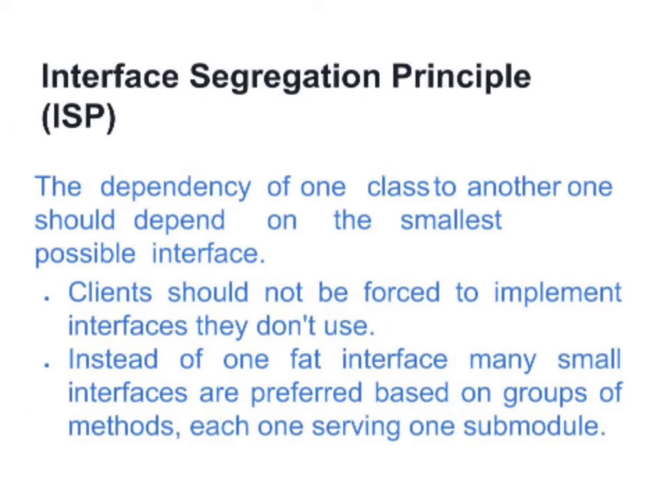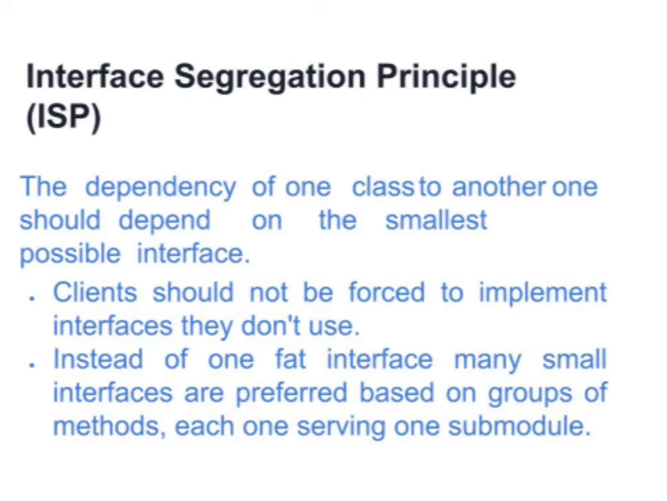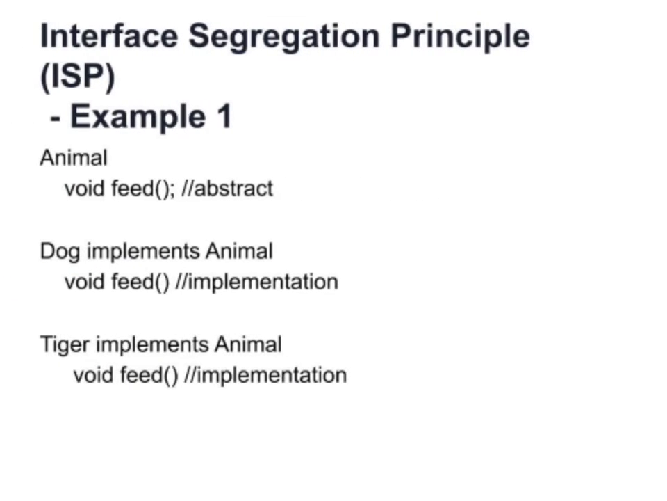The fourth principle we will be talking about is called the interface segregation principle. When two systems or two classes are talking to each other, they should have the smallest possible interface defined. Why is it important? Let's take an example. Let's say I have an animal interface which has an abstract feed method. We are creating two classes, dog and tiger, that implement the feed method. Let's say now I would need to add a feature to groom.